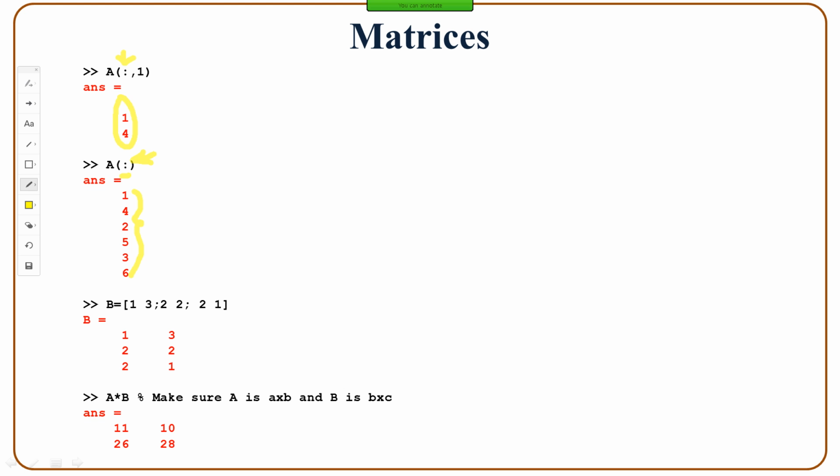Here we create a matrix B, and this is how we do matrix multiplication. In order to compute A times B, the number of columns in A has to be equal to the number of rows in B. And then it gives you the result. Each element is actually a sum of products of a row in A and a column in B.